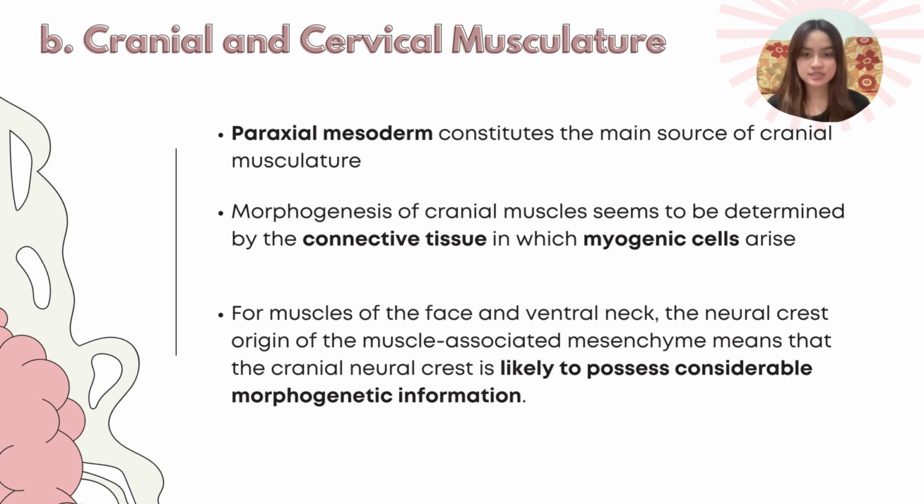It is now widely accepted that the paraxial mesoderm is the primary source of the cranial musculature and that at least part of the cells making up the extraocular musculature has crossed the precordial plate. The connective tissue in which the myogenic cells develop appears to control the morphogenesis of the cranial muscles. Lastly, the neural crest origin of the muscle-associated mesenchyme, in the case of the muscles of the face and ventral neck, indicates that the cranial neural crest is likely to have extensive morphogenetic information.